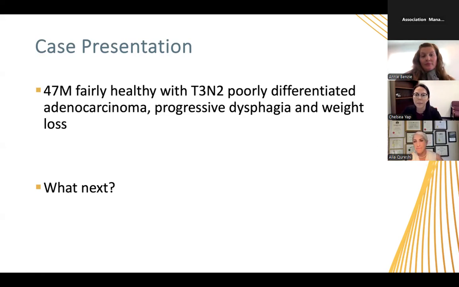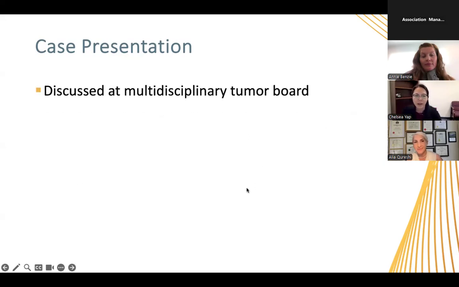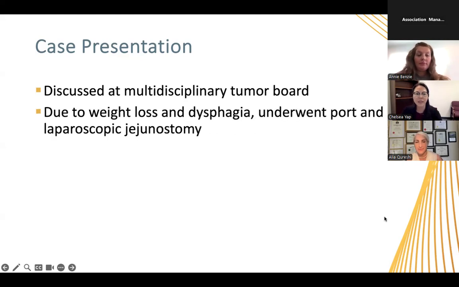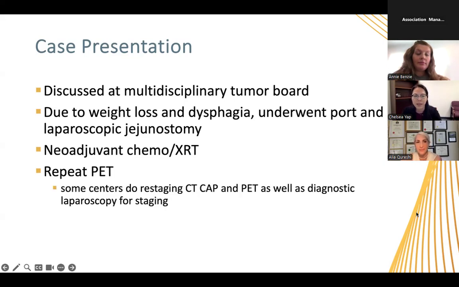So our patient with the progressive dysphagia and the weight loss, of course, we discussed him at a multidisciplinary tumor board with our surgical oncologist, radiology, and medical oncology. But due to his weight loss and the dysphagia, he underwent a port placement and a laparoscopic jejunostomy preoperatively to his esophagectomy. He did undergo neoadjuvant chemoradiation therapy, and on his repeat PET scan had some improvement.